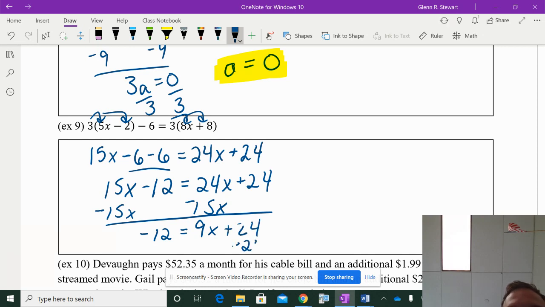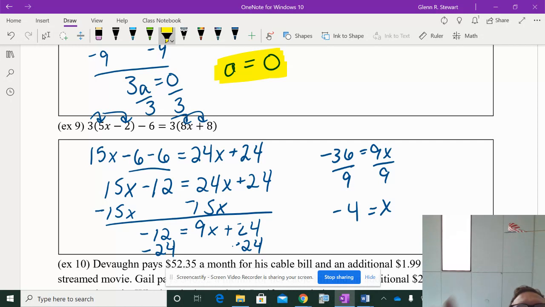And then I'm going to subtract 24. So negative 36 is equal to 9x. Divide by 9, x is equal to negative 4. Again, if I go too fast for you, or you might not have caught something the first time, you can always pause, rewind the video. Pretty nice feature. And then I would check that negative 4. I'd plug it back into the equation, make sure it works.